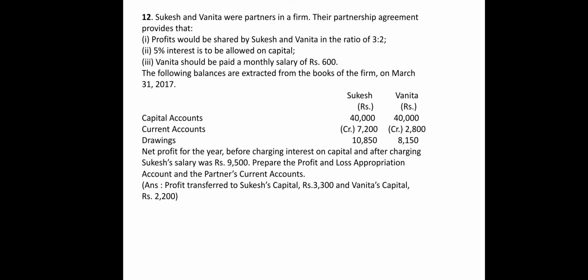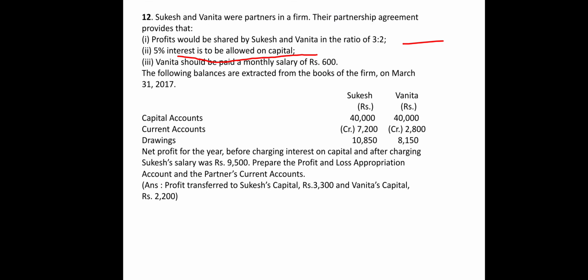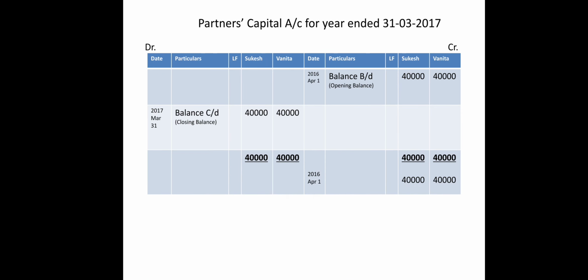Now the second point. The very first point is that profit would be shared between Sukesh and Vanita in 3:2. That is when we will be distributing the net divisible profit, that time it will be required. But now we will be transferring 5% interest on capital, which is allowed on capital. So that is very simple.